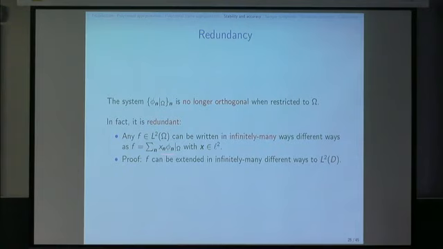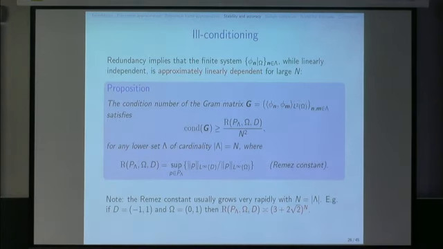Why can I do that? Well, take f, extend it in any way you like to D, compute the coefficients of that function with respect to the orthonormal polynomial basis on D, and then just restrict to omega. So this cannot be a basis. It's a highly redundant system of functions. And what does redundancy mean for us as numerical analysts? Well, this means ill conditioning.